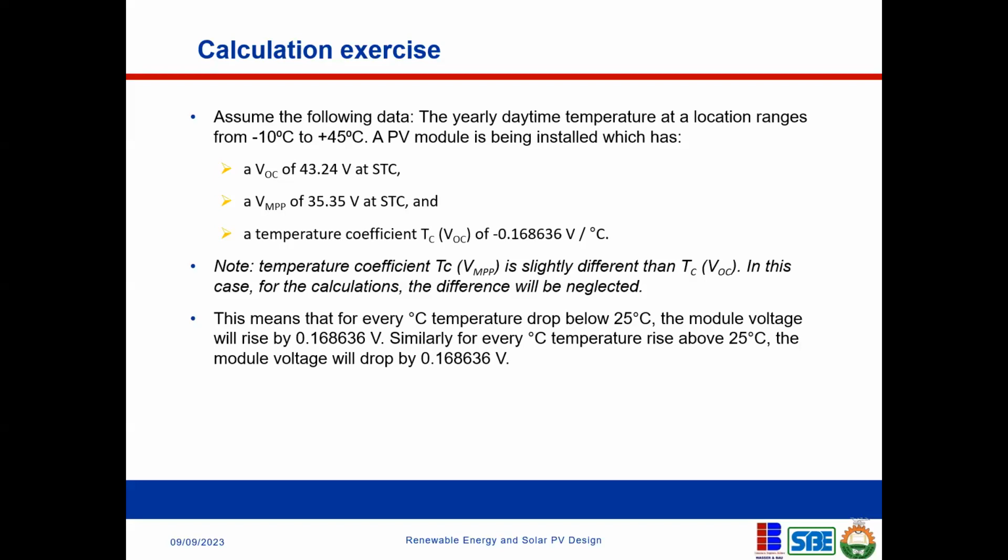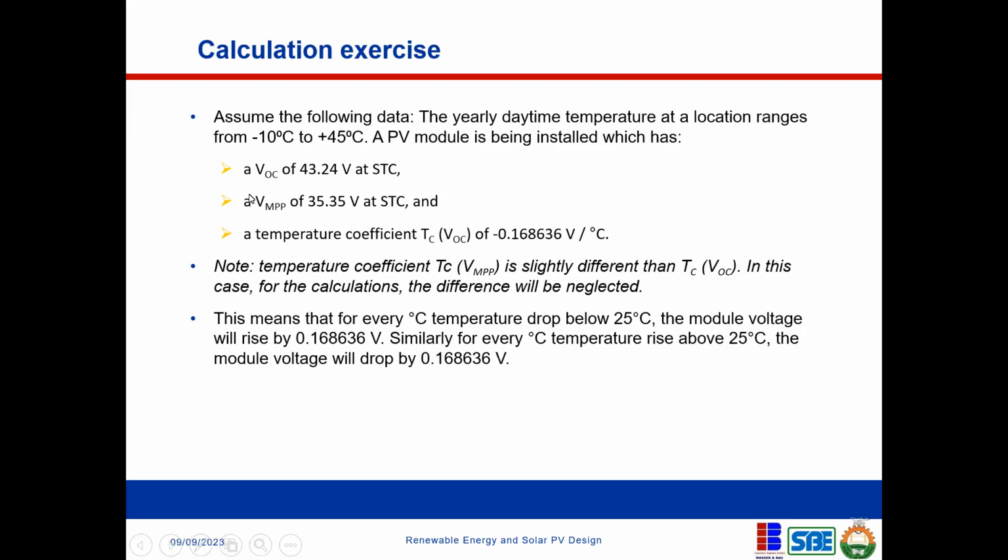So this is a calculation exercise. Assume the following data: the yearly daytime temperature at a location changes from minus 10 degrees centigrade to plus 45 degrees centigrade. A PV module is being installed, and these are the ratings at standard test conditions. The open circuit voltage of that module is 43.24 volts at standard test conditions.